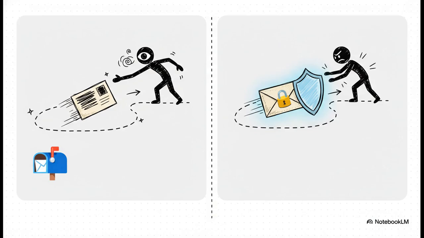But HTTPS, now that is like a sealed, tamper-proof envelope. It encrypts the whole conversation, making it secure. That's why you always want to look for that little S and the lock icon in your browser before you type in any passwords or credit card numbers. It's your sign that the conversation is private.